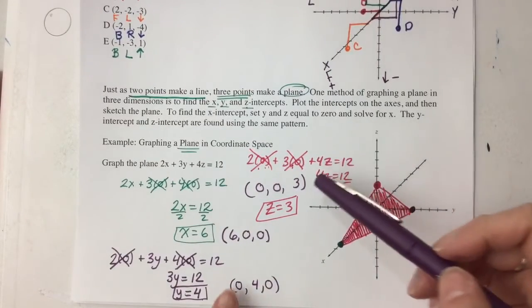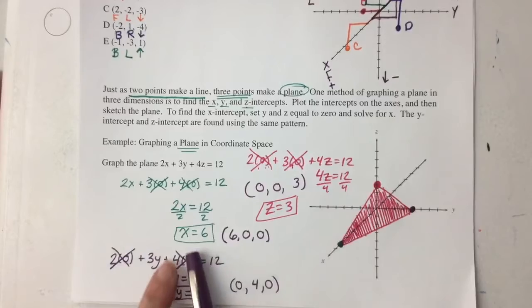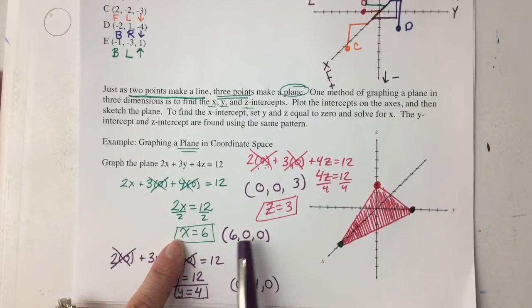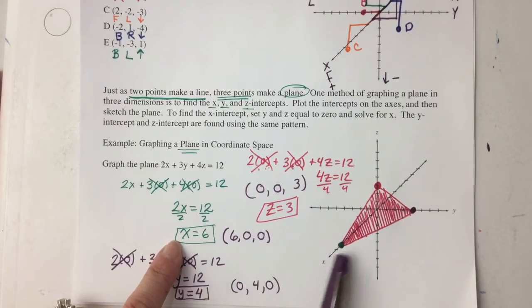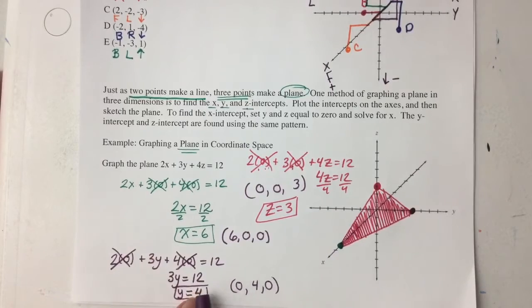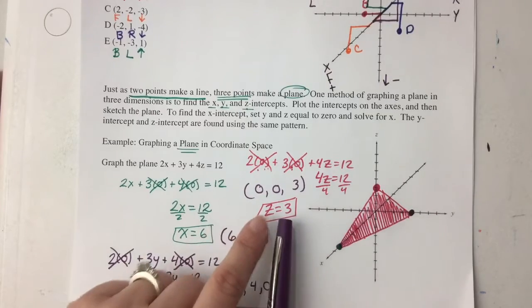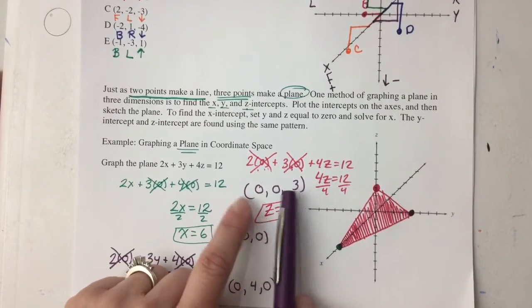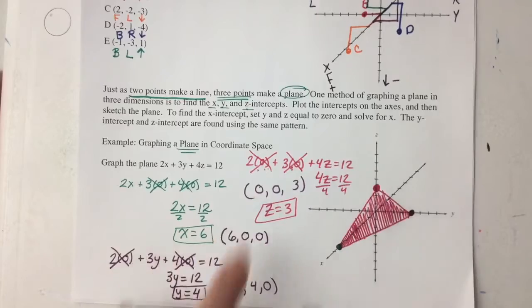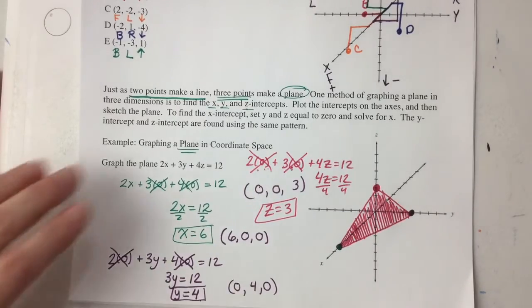So if they ask you to write it as an ordered triple, you're going to just take your x value, that goes in the x location. The other 2 are zeros. That's why it's on the x-axis. Your y value would go in the y location. The other 2 are zeros. That's how you keep it on the y-axis. Your z-intercept goes in the z location. The other 2 are zeros to make sure that that point is on the z-axis.